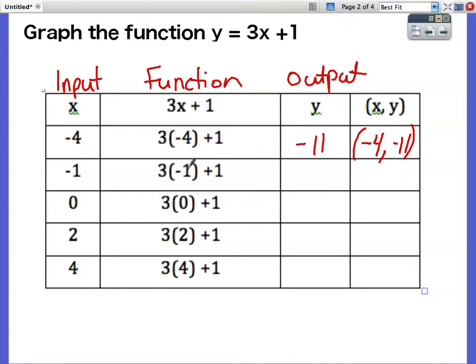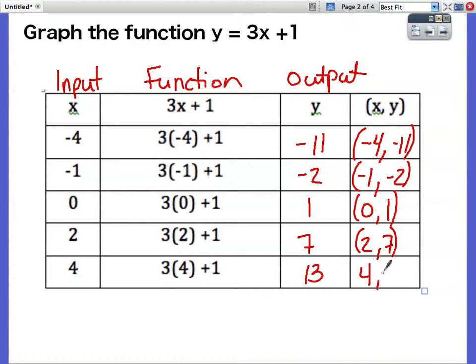Similarly with this, 3 times -1, we plug that in. Remember, I just chose -1. The number wasn't necessarily given to me. So -3 plus 1 is -2. So this must be -1, -2. Okay. 0, that's easy, 1. So 0, 1. Let's see, 6 plus 1 is 7. So 2, 7. So what I'm doing here is I'm plugging in these numbers still. 3 times 4 is 12 plus 1 is 13. Just doing the math. So 4, 13.